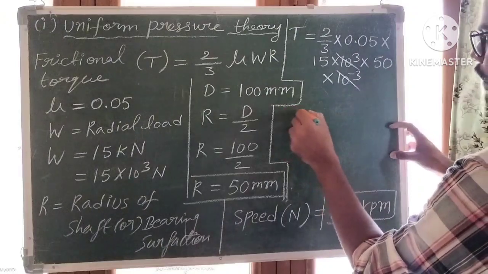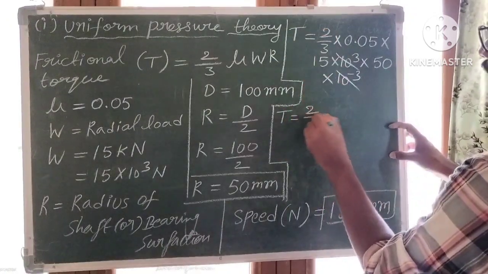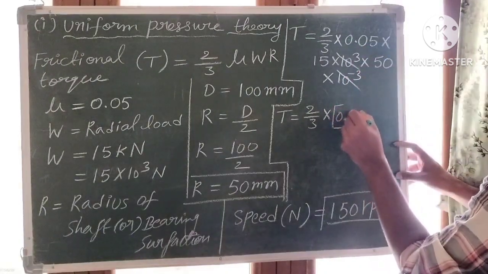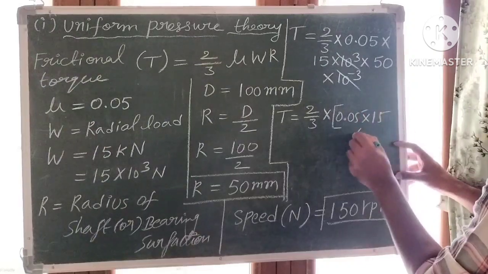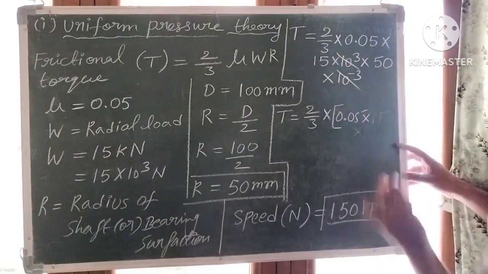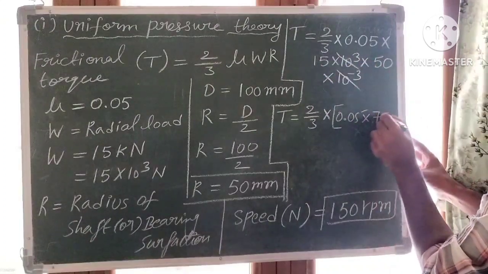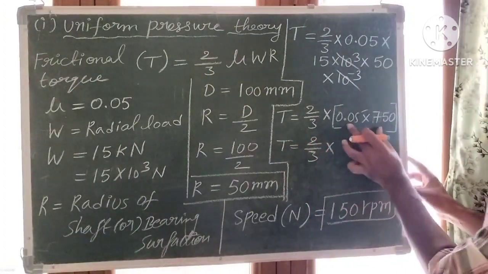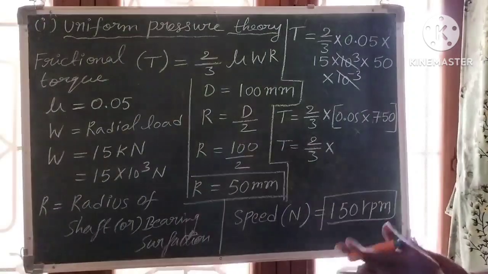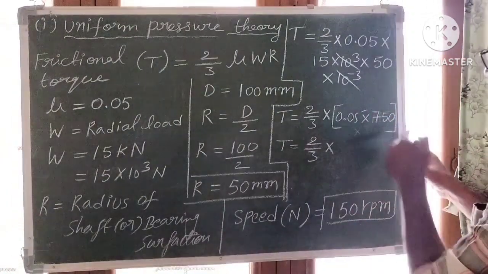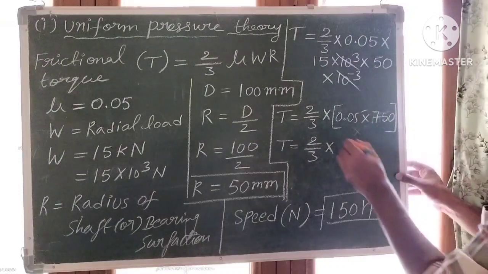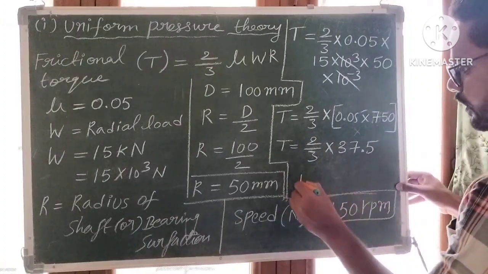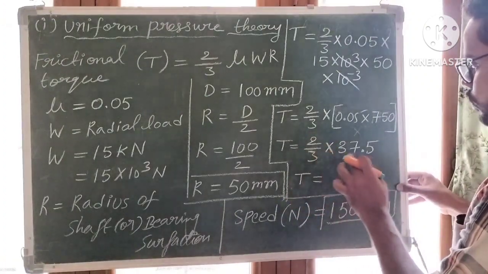These two get cancelled, and T is equal to 2/3 into 0.05 into 15 into 50. How much is 15 into 50? 750. So T is equal to 2/3 into, what is the value of this, 0.05 into 750? If you calculate, you will get 37.5. Then T is equal to 2/3 into 37.5.